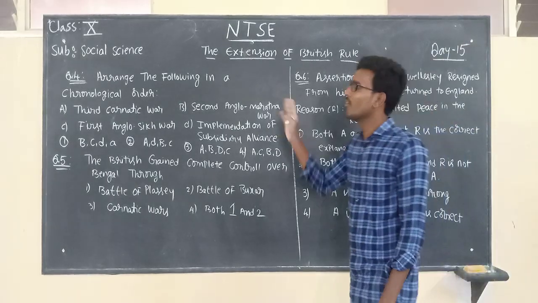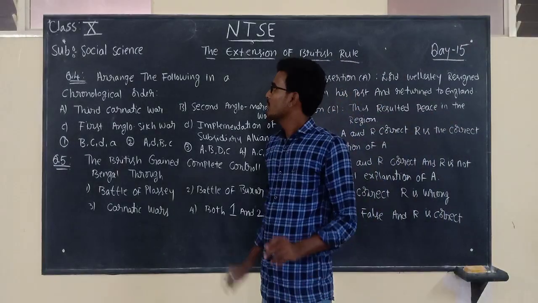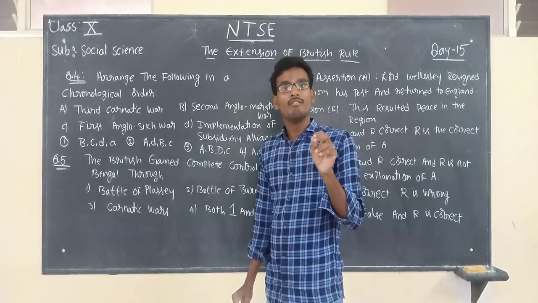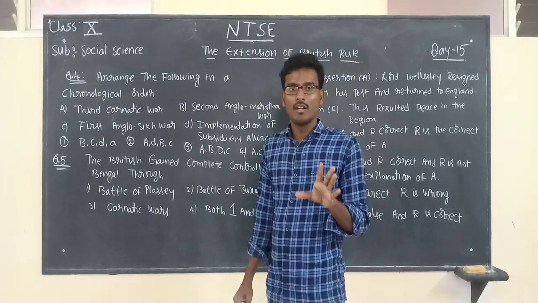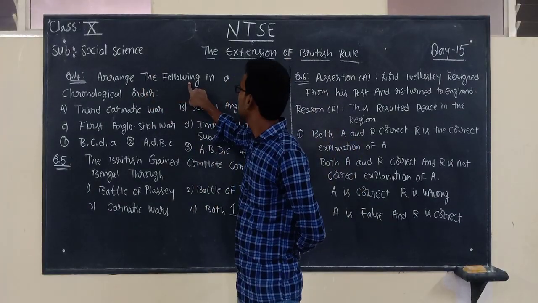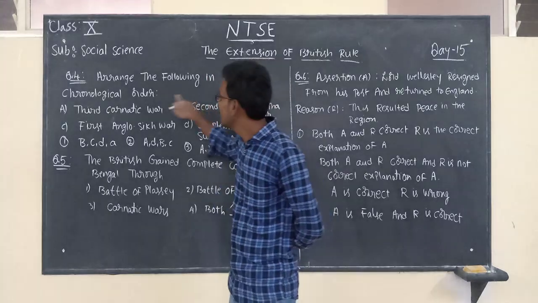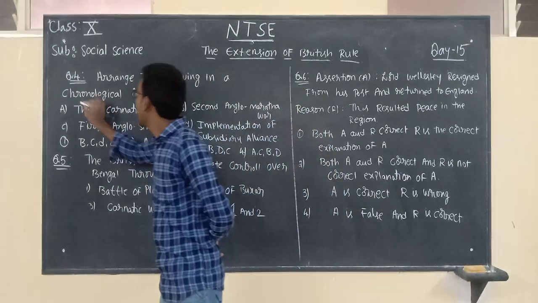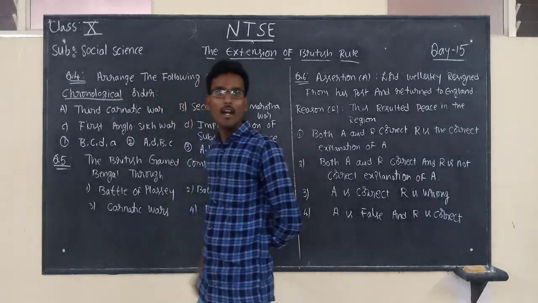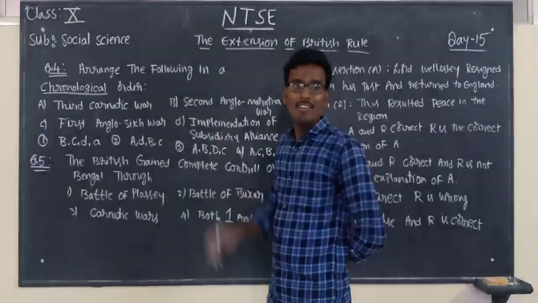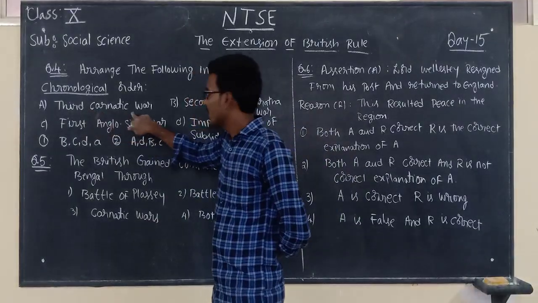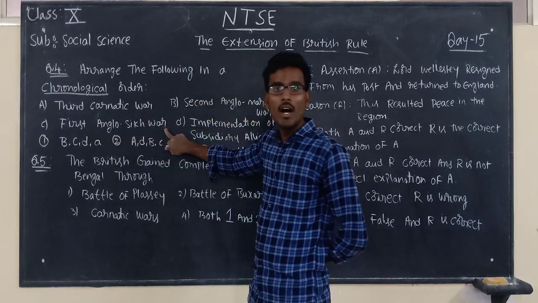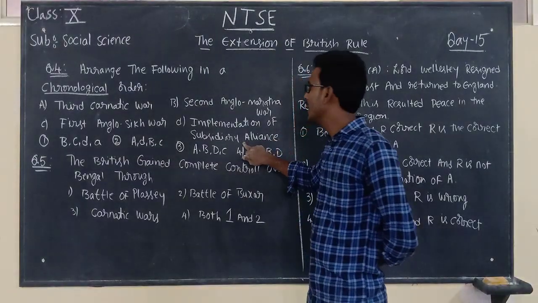Okay, here is question number 4. Look at the question carefully. In order to answer this type of question, you must know the years when those incidents happened. Now, arrange the following events in a chronological order. What is chronology? Chronology means years here. We have to arrange the events in chronological order. So what events are given here? Third Carnatic War, Second Anglo-Maratha War, First Anglo-Sikh War, and implementation of the subsidiary alliance.